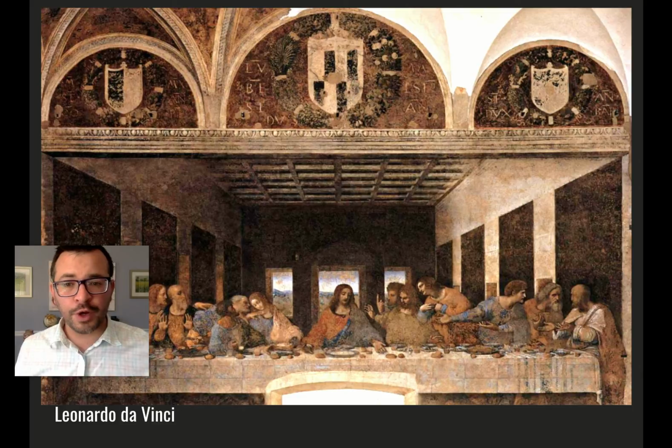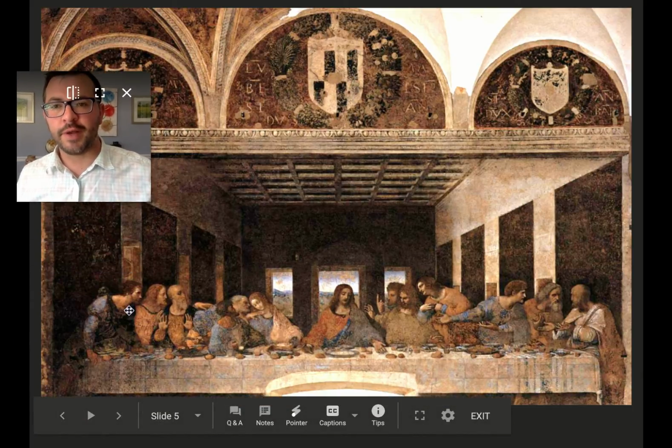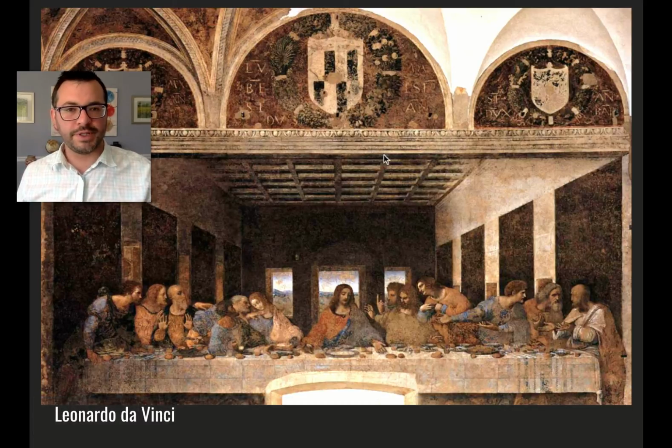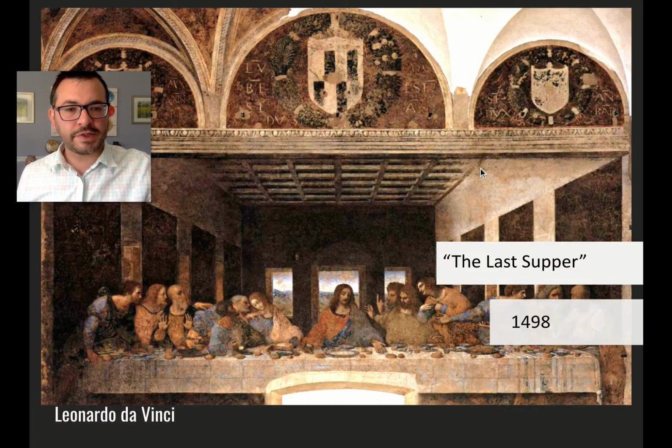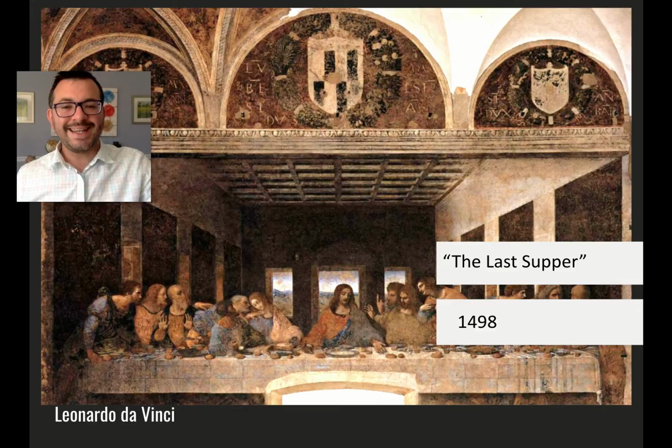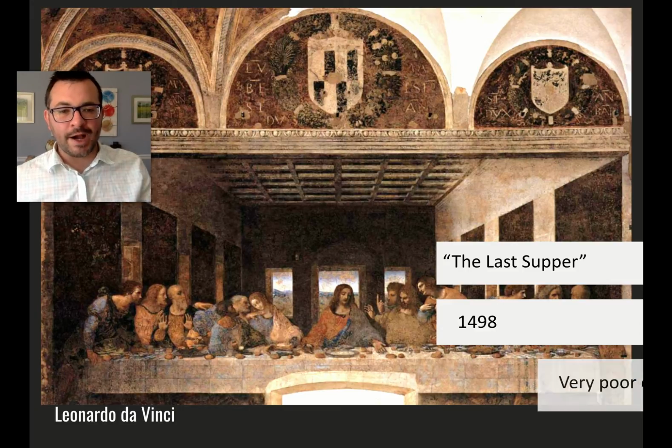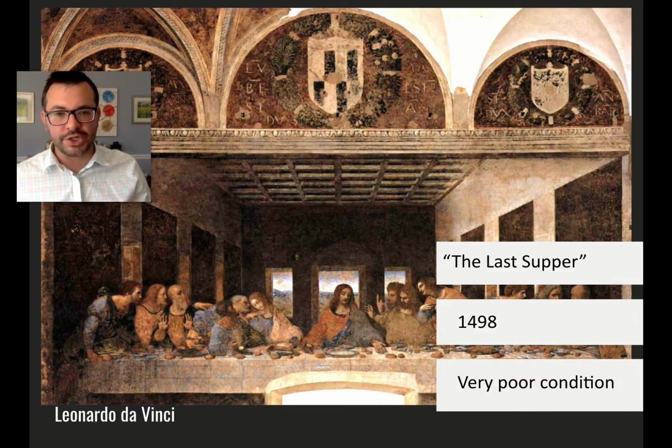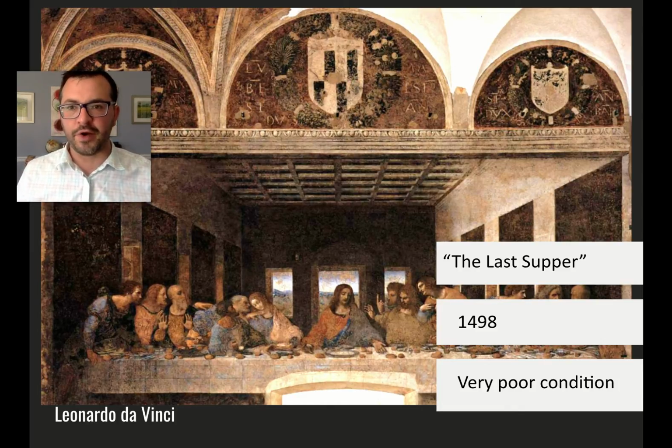The next artwork that we should include, I'm going to actually move myself up here, is The Last Supper by Leonardo da Vinci. The Last Supper was painted in 1498, and right now it is in very poor condition. You can see missing sections of paint, and it's crumbling. The painting did not survive very well, and there are a few reasons for that.